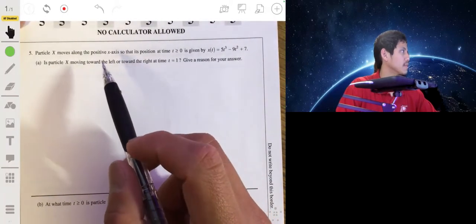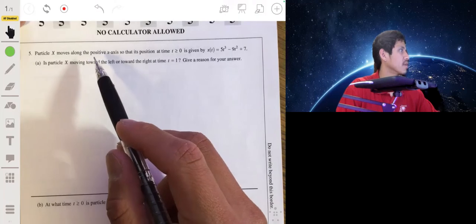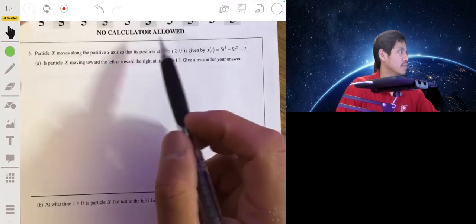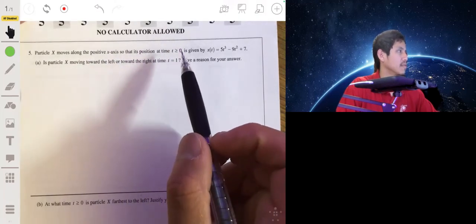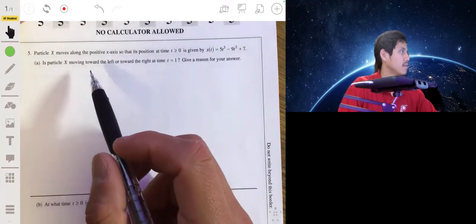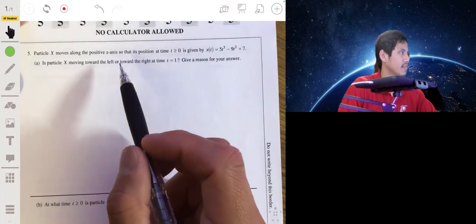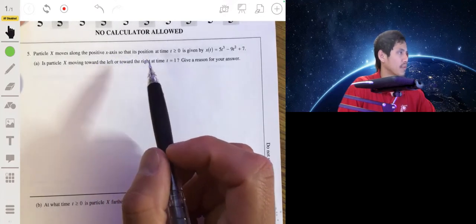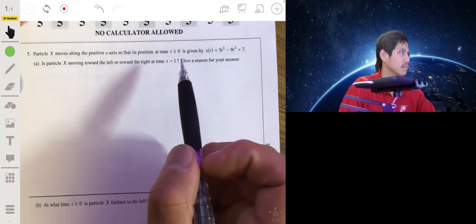All right, so here we have particle x that's moving along the positive y-axis, and its position for positive values of t is given by this equation. So part A is asking, is the particle x moving left or toward the right at time t equals 1?